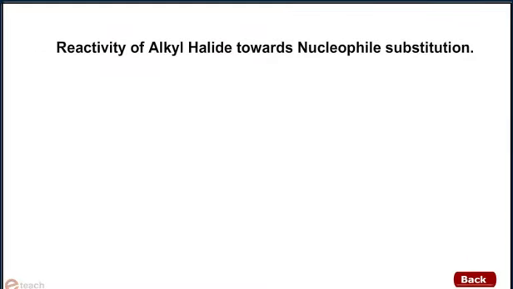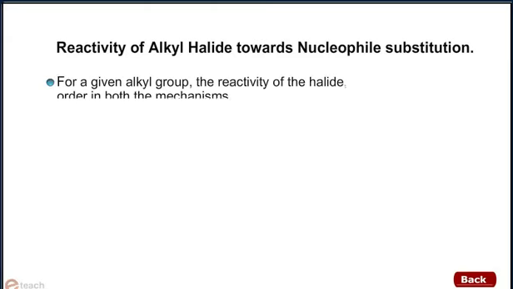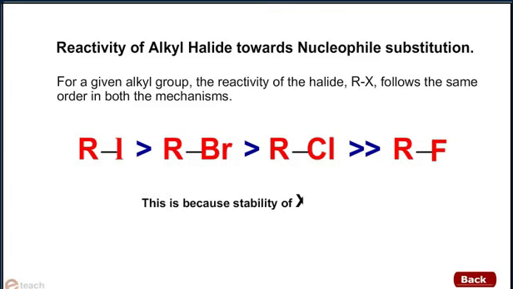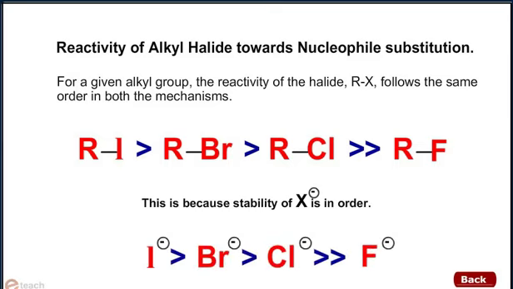Reactivity of alkyl halides towards nucleophilic substitution. For a given alkyl group, the reactivity of the halide, that is RX, follows the same order in both the mechanisms. The reactivity of RI is greater than RBr, greater than RCl, which is much greater than RF. This is because the stability of X minus is in the order I minus greater than Br minus greater than Cl minus, which is much greater than F minus.